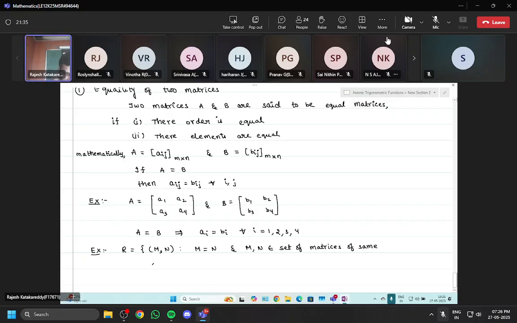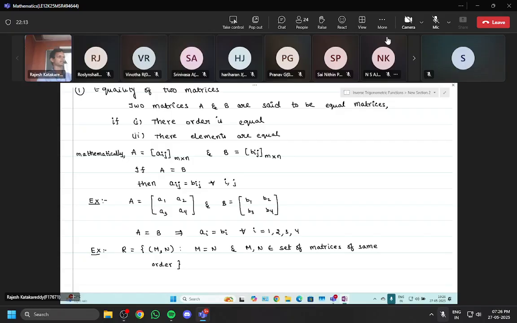Can anybody here tell me what kind of relation is this? Matrix M is related to matrix N if M is equal to N. Both M and N are matrices from the set of matrices of same order. You can take second order matrices. You are defining a relation R on the set of all second order matrices. Clear? And then you are taking two matrices M and N when they are equal. I am asking what kind of relation is this?